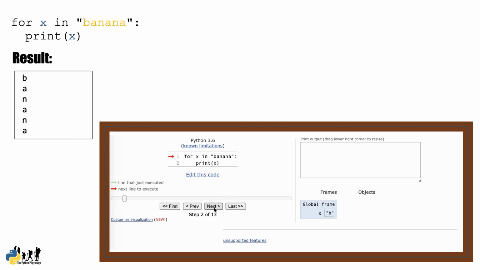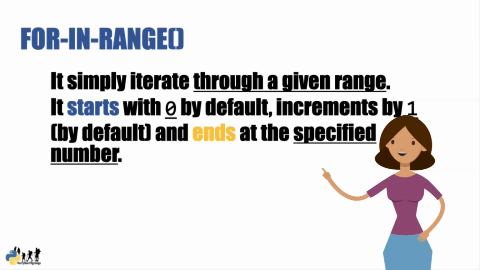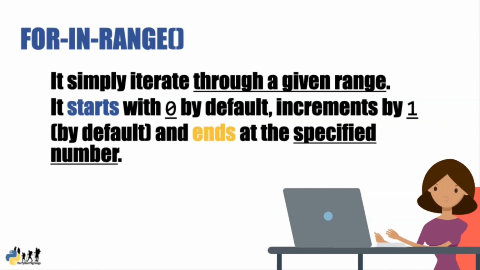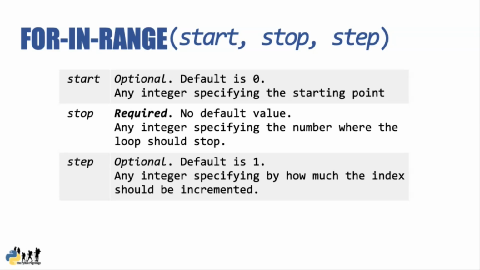For in range. For in range iterates through a given numerical range. It starts with 0 and increments by 1 by default. Then it ends upon reaching the specified number inside your range function.